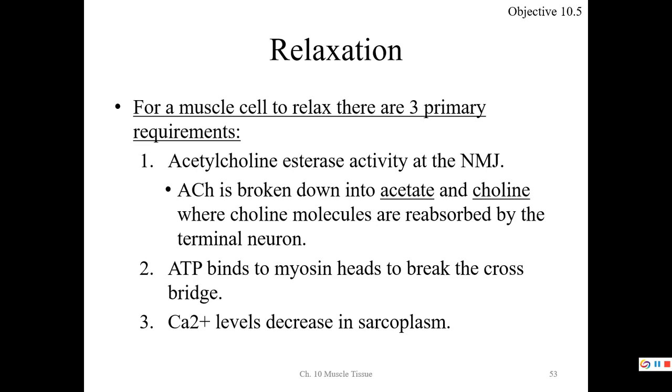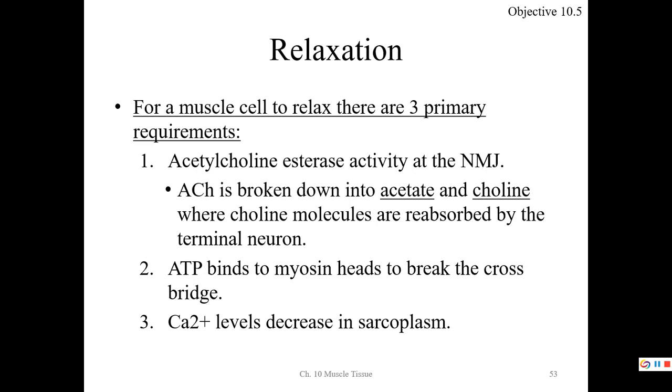ATP binds to your myosin heads and breaks the cross bridge. That's going to cause a relaxation. And calcium levels drop in the sarcoplasm. Now, ATP binds the myosin head, breaks the cross bridge for a muscle relaxation.